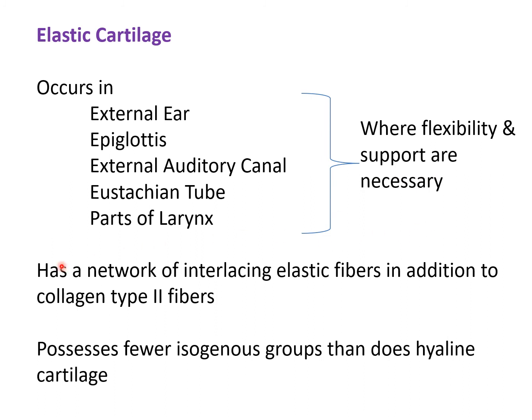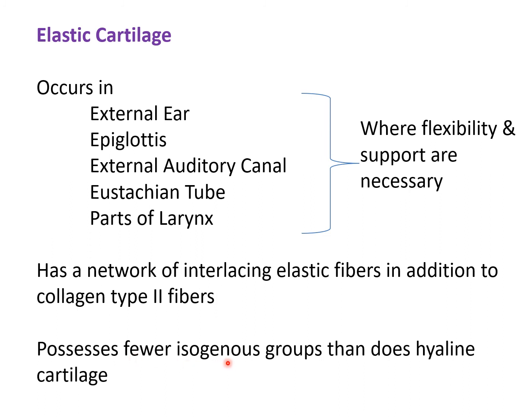The elastic cartilage has all the characteristics of hyaline cartilage in the matrix. Plus, it has interlacing elastic fibers. So the fibers which are going to be present are similar. That is, the collagen fibrils will also be present, which we cannot see. Plus, there would be interlacing elastic fibers.